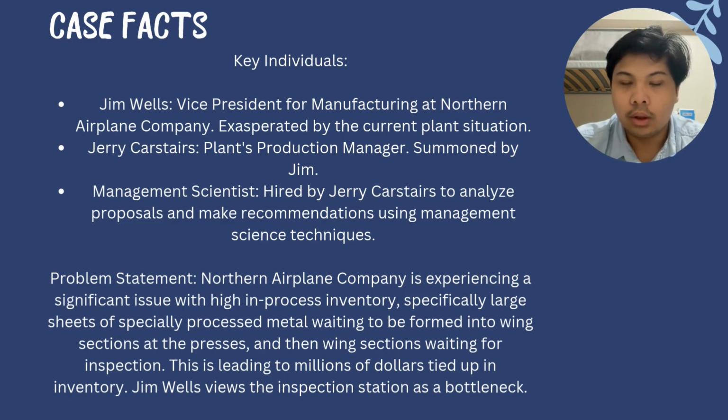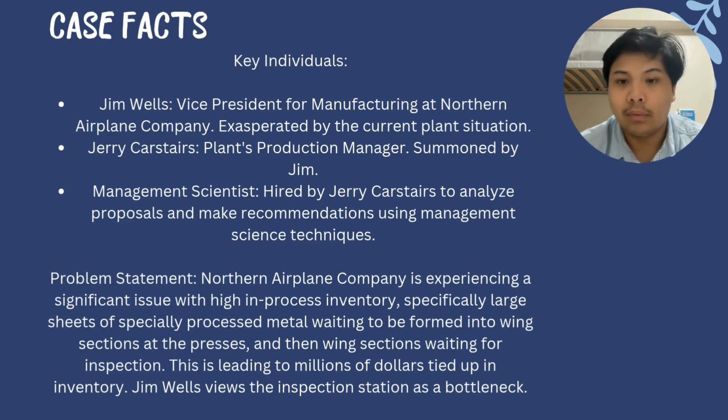Now, a quick brief overview of the problem itself as a refresher. The Northern Airplane Company is experiencing a significant issue with high in-process inventory, specifically large sheets of specially processed metal waiting to be formed into wing sections at the presses, then the wing sections waiting for inspection. This is leading to millions of dollars tied up in inventory, and Jim Wells views the inspection station as a bottleneck.